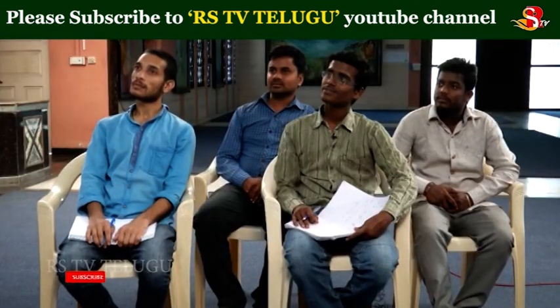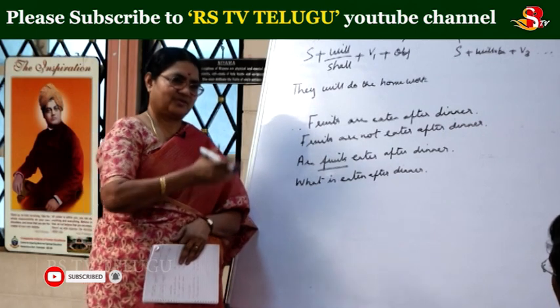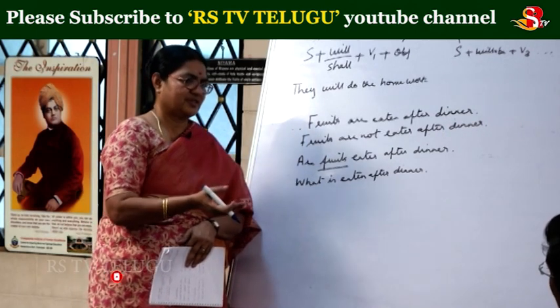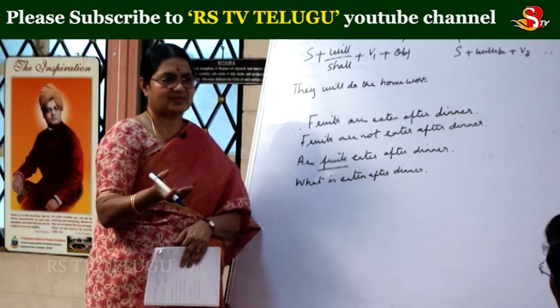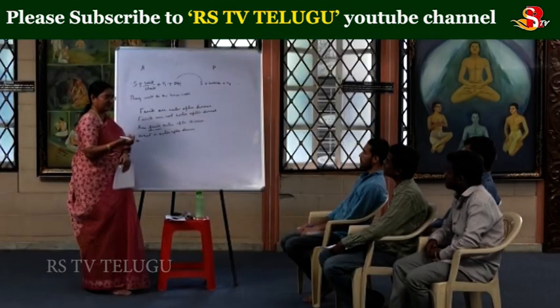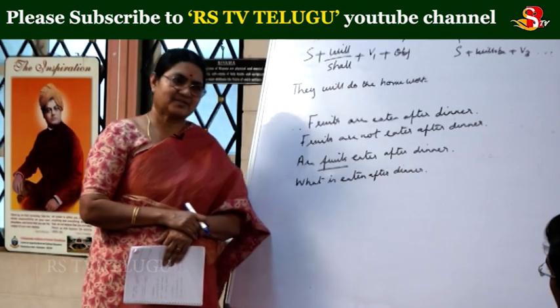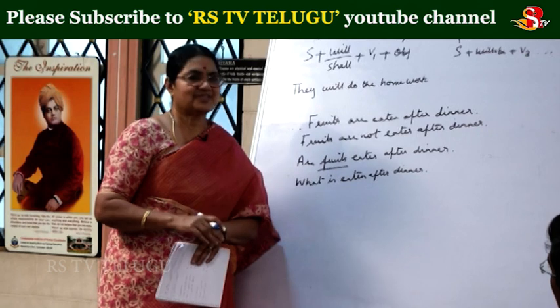Very good. So today we learned how to convert from active to passive. We talked about simple present, simple past, present continuous, past continuous, present perfect, past perfect, and simple future. So that is it. With that, we come to the end of this class.